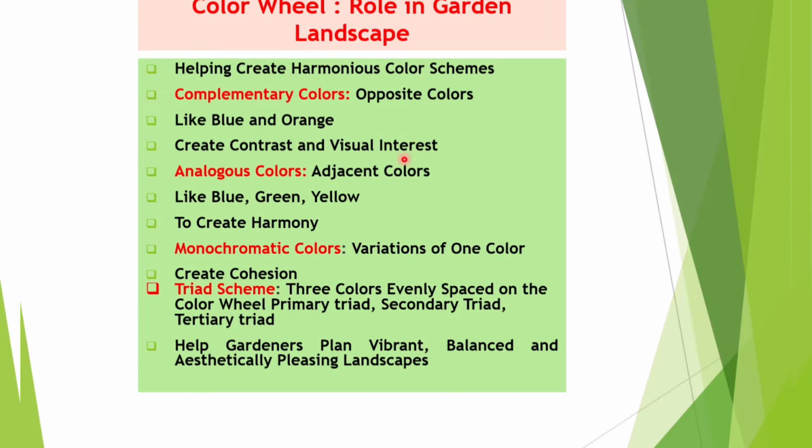And there is also the analogous color scheme. They are adjacent, like blue, green, and yellow. There are also monochromatic colors, a variation of one color, different shades of one color, that create cohesion. And then the third is the triad scheme of colors, which is 3 colors evenly spaced on the color wheel: primary triad, secondary triad, and tertiary triad. And these schemes, we will discuss them.